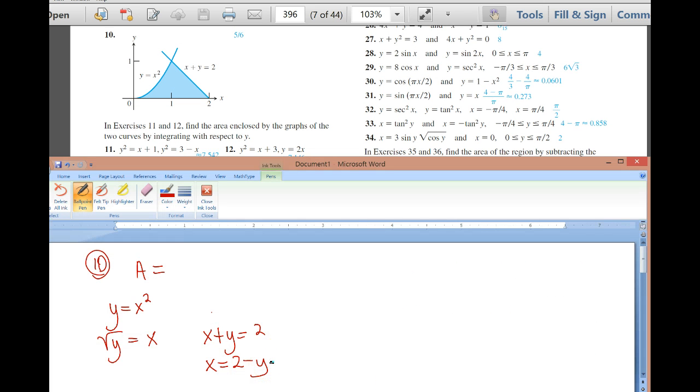So what does my integral go from? 0 to 1. Remember, if we do right minus left, everything has to be with y. So my y values go from 0 to 1. If I did x, it would be 0 to 2. But we're going to do right minus left. Which one is the right-hand curve? It's 2 minus y.